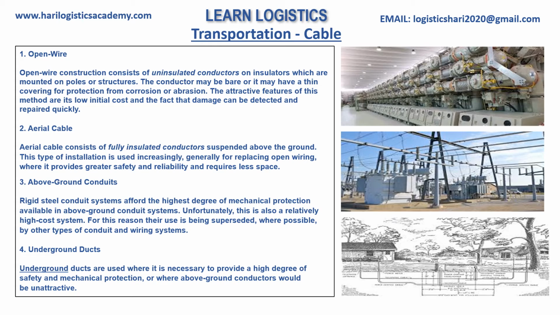Three is above ground conduits. Rigid steel conduit systems offer the highest degree of mechanical protection available in above ground conduit systems. Unfortunately, this is also a relatively high cost system. For this reason, their use is being superseded where possible by other types of conduit and wiring systems.